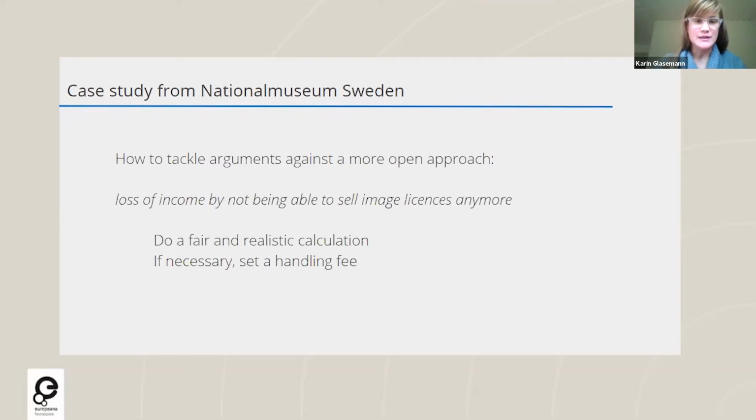And I think the point here is that you have to do a fair and realistic calculation. You really have to look at if there is money that is not going to be earned anymore, but you also have to look at what money it actually costs to provide those services. And if all else fails, I think it's very important to remember that opening up your collection doesn't mean you can never again sell images.